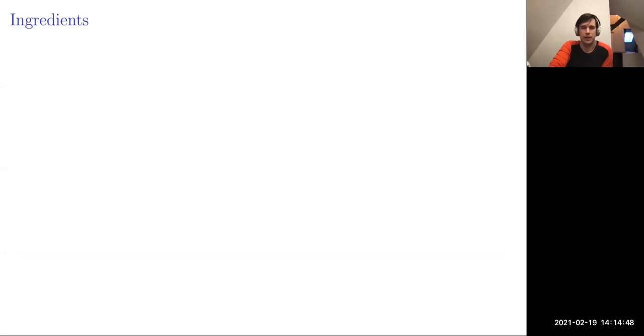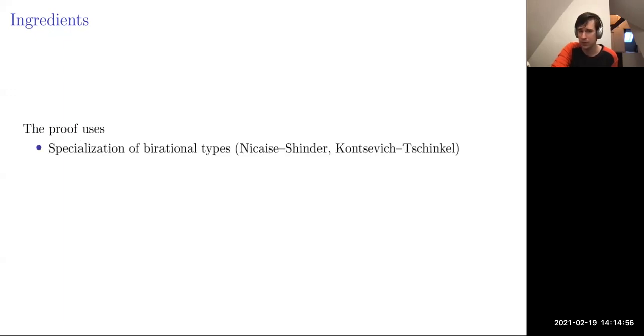Okay, so let me say a little bit about the proof. There are various ingredients appearing here. Maybe the most important one is the results of Nicaise and Shinder, and also Kontsevich and Tschinkel, about specialization of birational types. Our method is based on a degeneration argument, and basically this result says that stable rationality specializes in families. So we can deduce that something is irrational on the generic fiber by going to a special fiber.